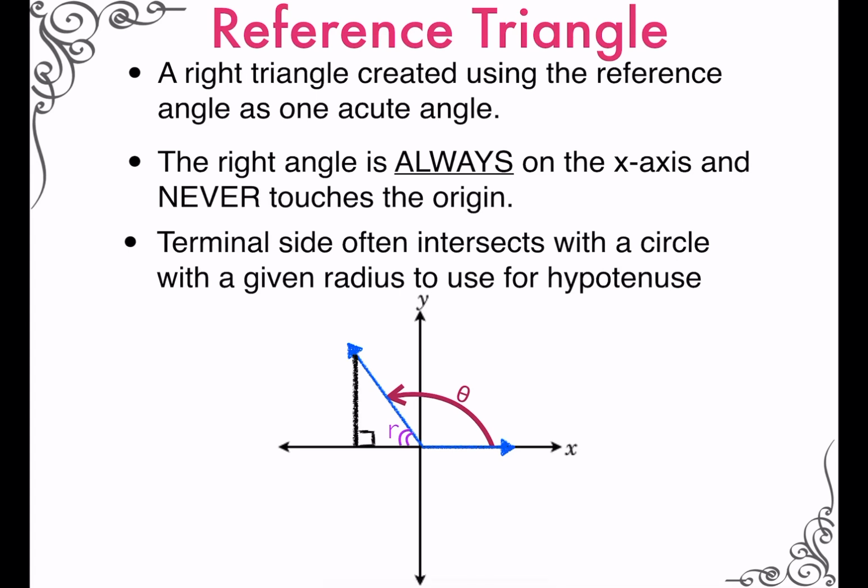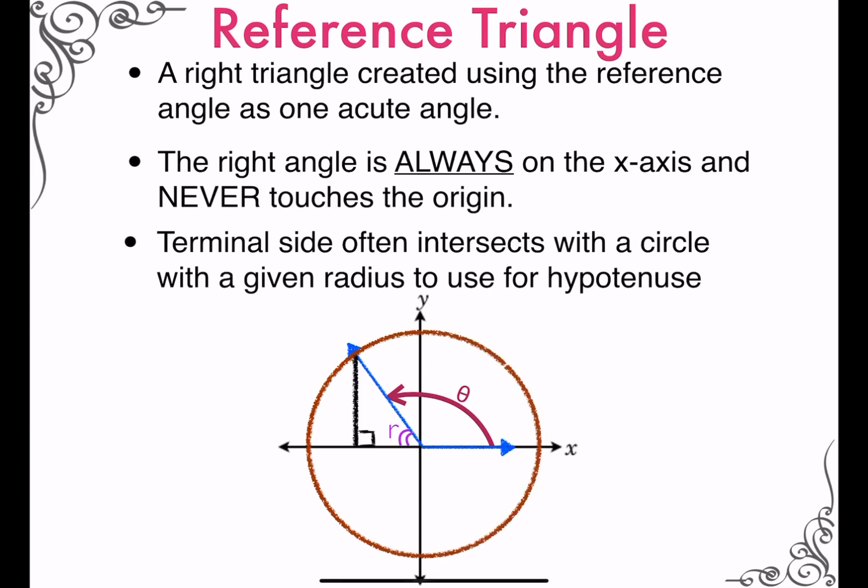So this is my reference triangle, and it will be important in the problems that we'll eventually see connected to this. In this section, we're really just going to practice drawing these types of reference triangles. As I mentioned, oftentimes the hypotenuse of your triangle will intersect with a circle, and that will be used to solve a variety of problems.